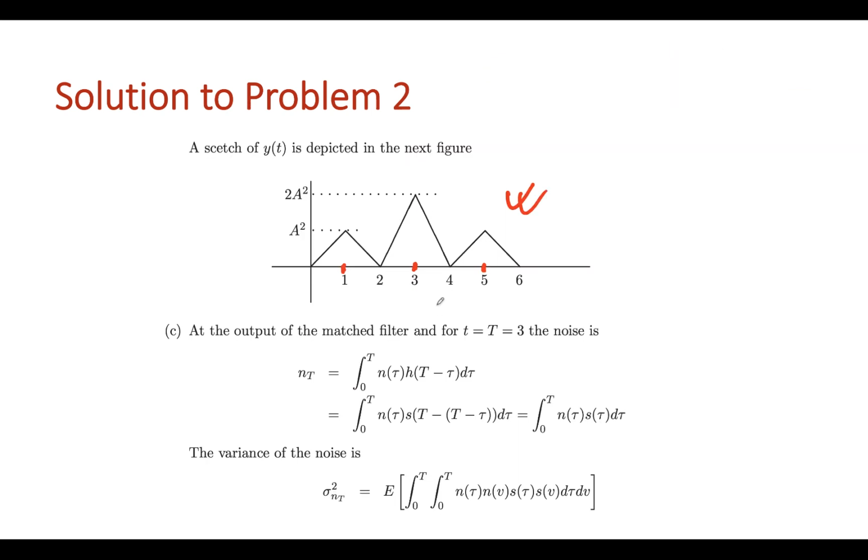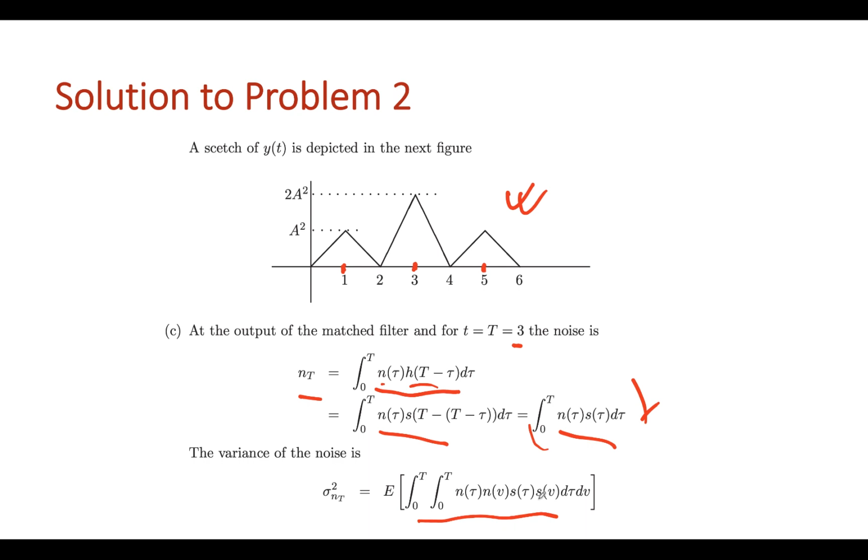so at the output of the matched filter for t equal to 3, the noise will be calculated as this. Okay, so basically you are convolving the noise with the matched filter, and the matched filter itself is s(t), so you have eventually this expression. Okay, so now if your noise is this integral, then the variance of noise is basically the expectation of multiplication of two such integrals. Okay, so you can write that in this form.